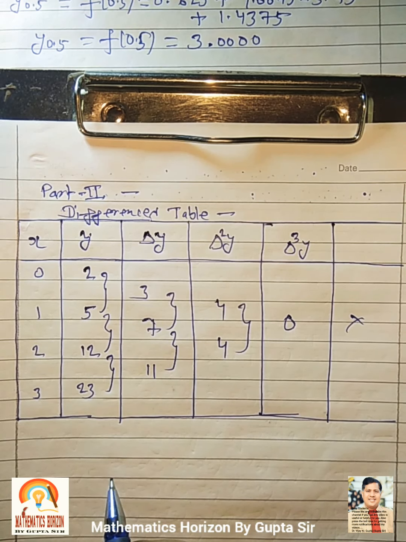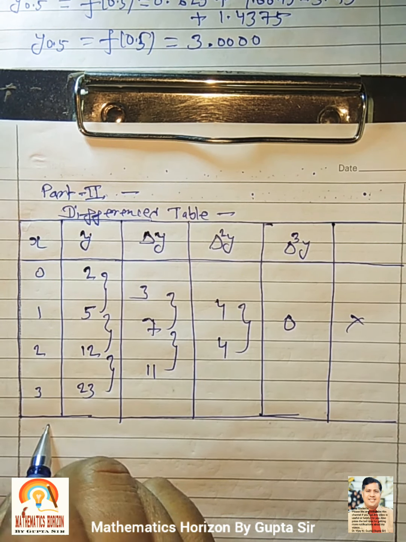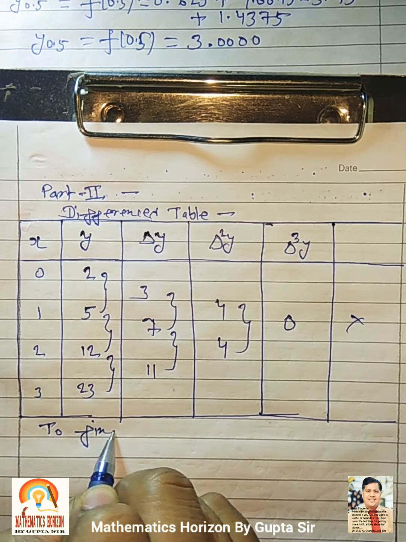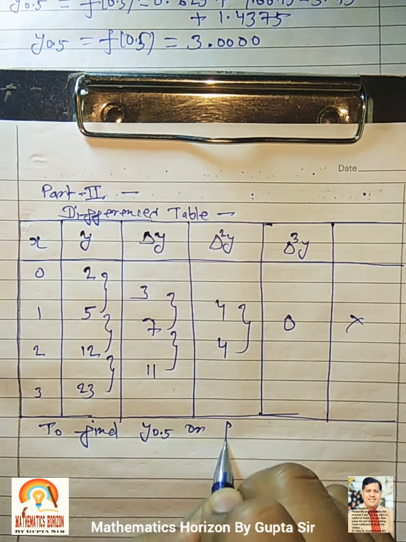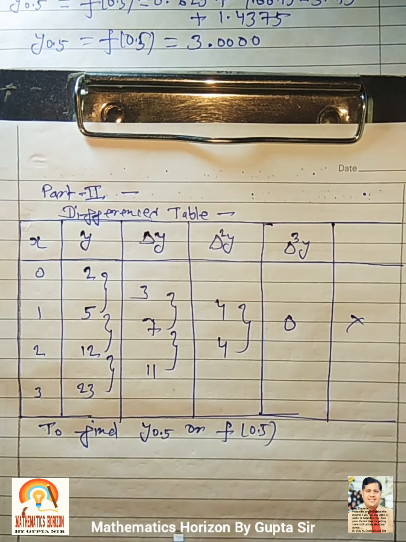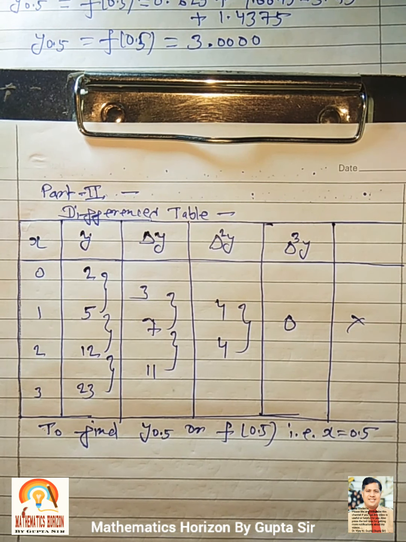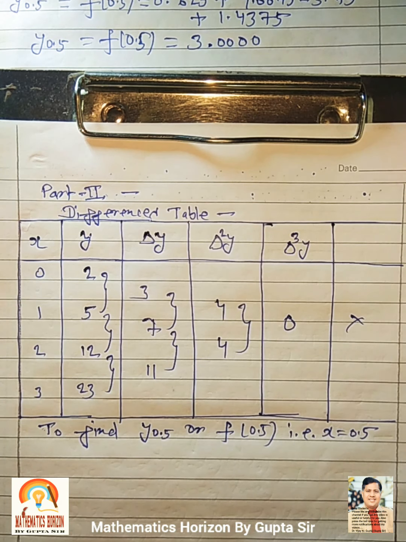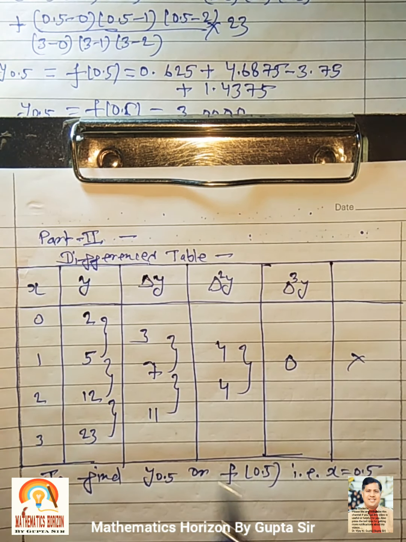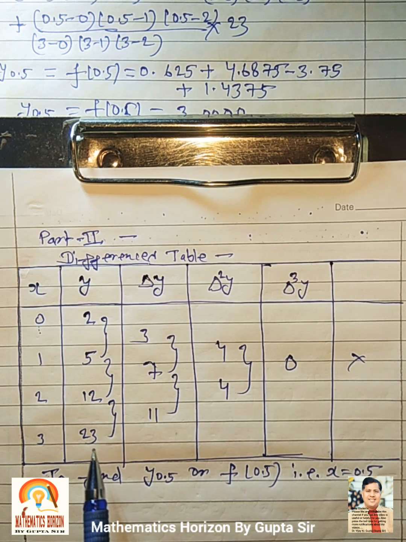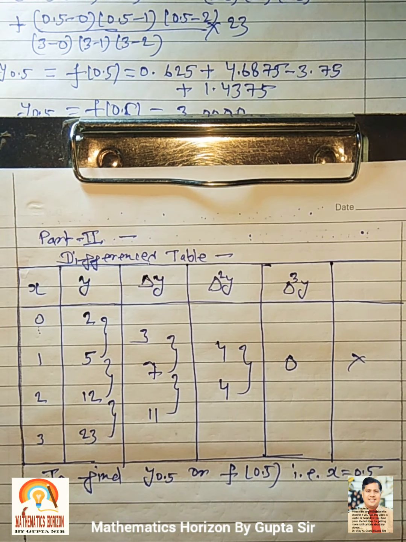Okay, now here we have to find out y 0.5, or f 0.5, that is x equal to 0.5. Here the interpolated value x equal to 0.5 is near the beginning of the table. That's why we have to apply Newton's forward interpolation formula.